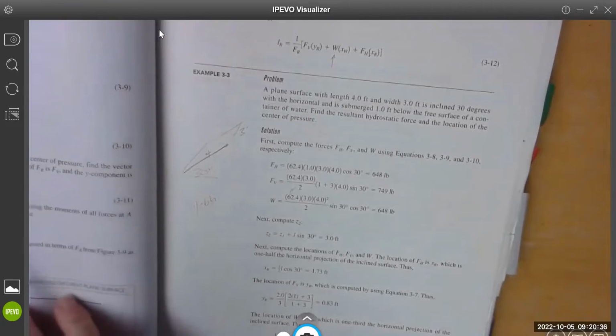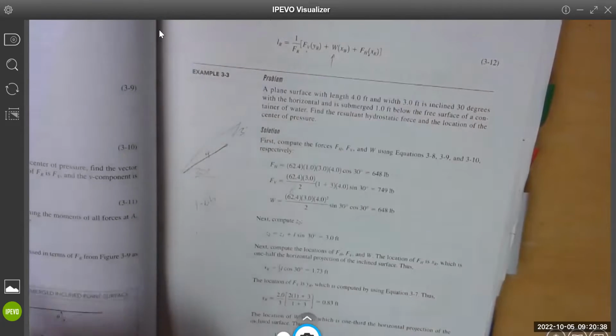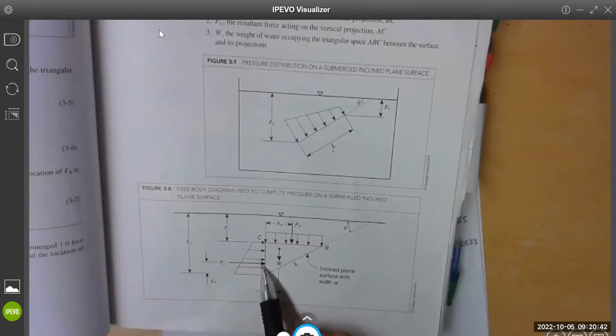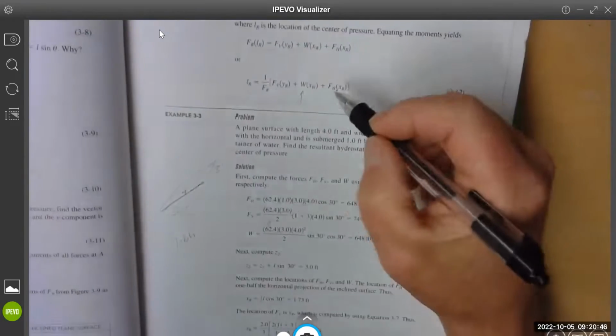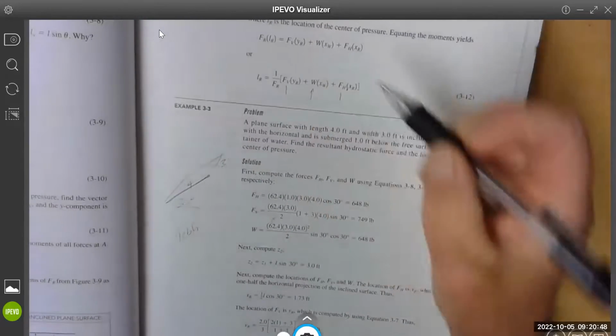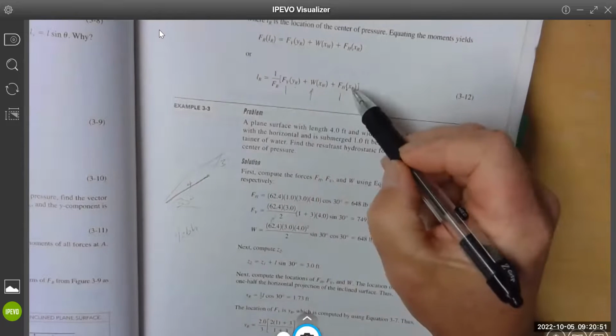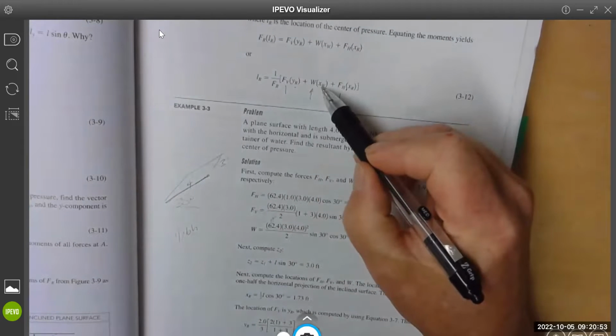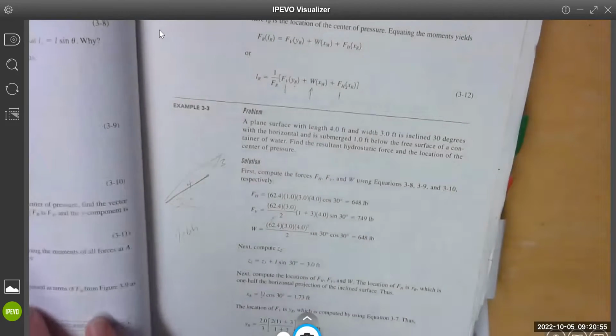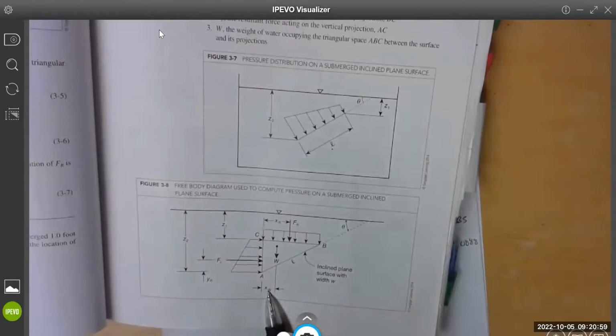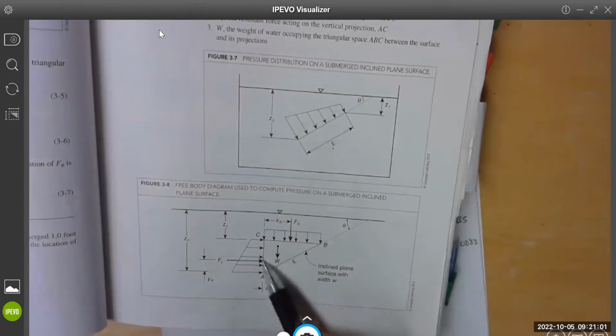F sub V, that's easy enough. That's this vertical one. F sub h, that's easy enough. This is the horizontal one, so that's this one and this one. These are just distances, y, x, and x. XW is here, compared to that triangle.